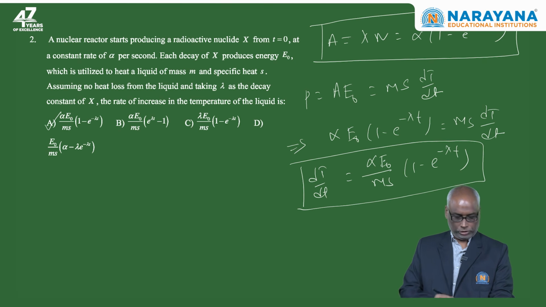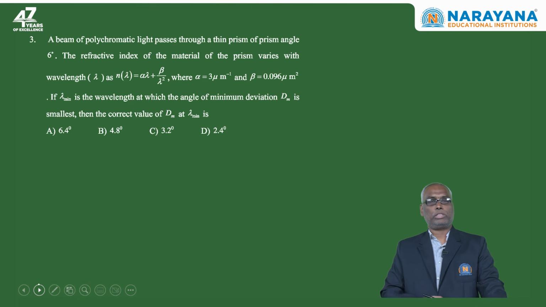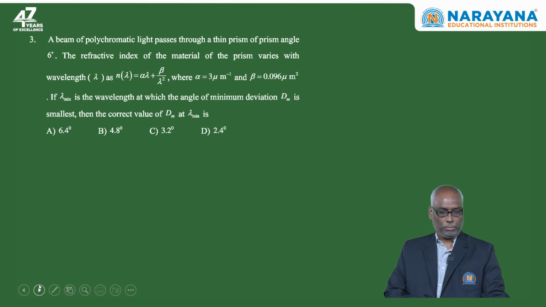Next, we will go to the third question, where they have given a varying refractive index problem. A beam of polychromatic light passes through a thin prism of prism angle 6 degrees. The refractive index of the material of the prism varies with wavelength lambda as n of lambda equals a plus b by lambda square, where a is 3, and b equals 0.096 micrometer square.